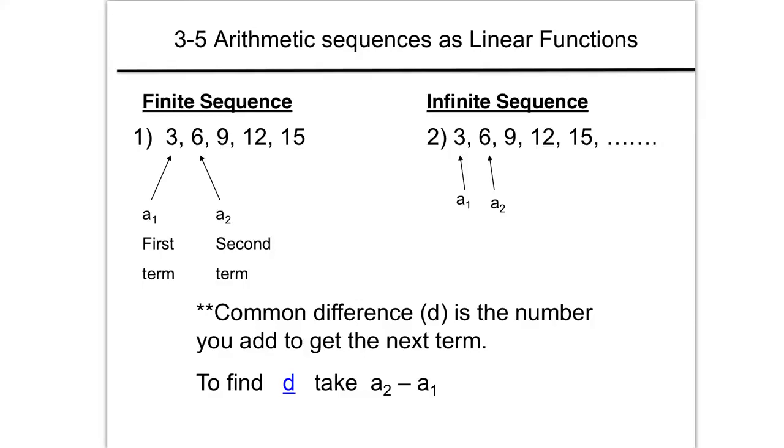So, for example, you can also take this number here, 12, and subtract 9. 12 minus the previous one, 12 minus 9 is 3. So that's a common difference. You can take this one, 15, and subtract the previous one. 15 minus 12, that's 3. So it gives you guys the same common difference. But the easiest way to remember is just take the second term and subtract the first one.